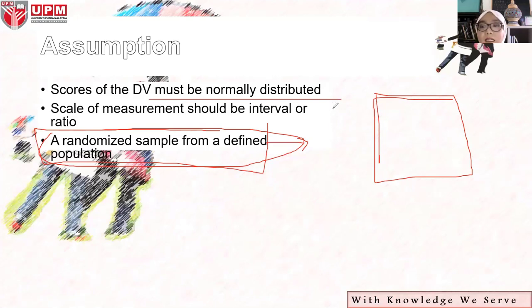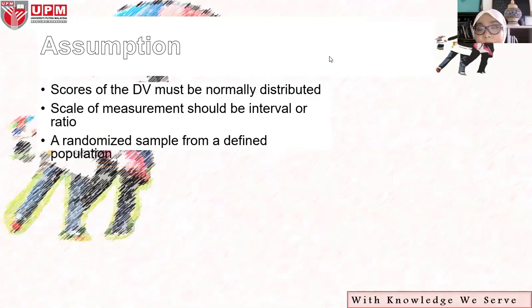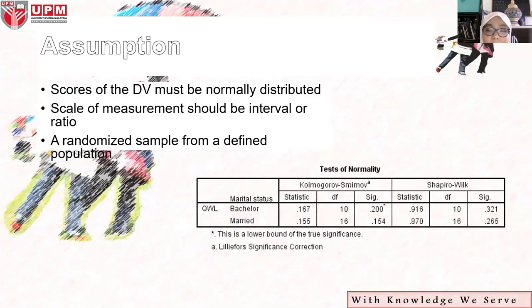Because in research, there are certain parts that we can control, but there are a few parts that we cannot control. So among others that we cannot control is this one. Okay, we can't do the double checking. So it depends solely on researchers' integrity. Okay, so this one, assumption of normality.